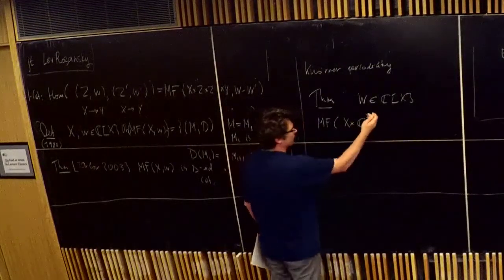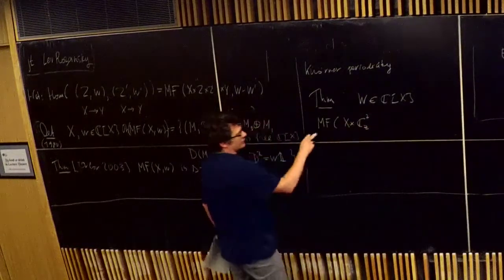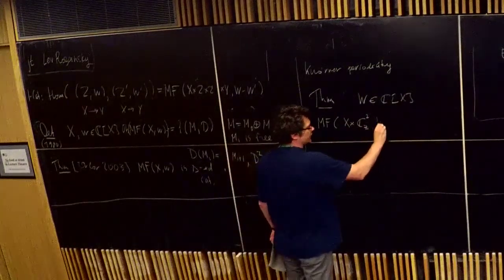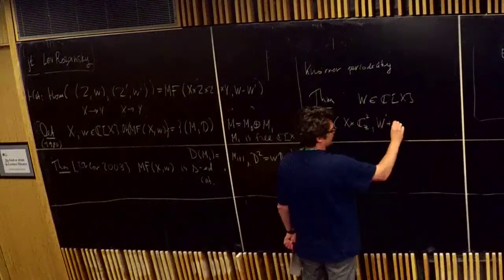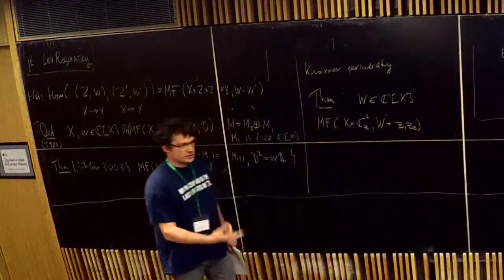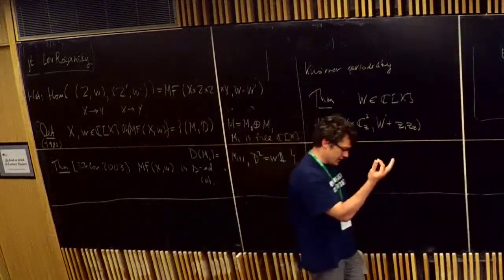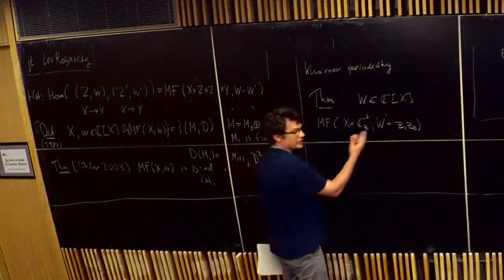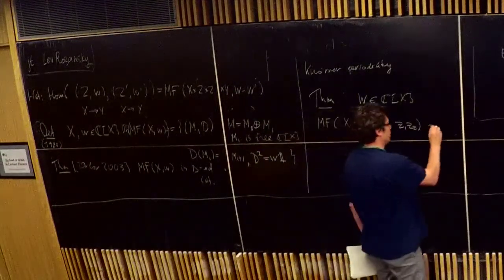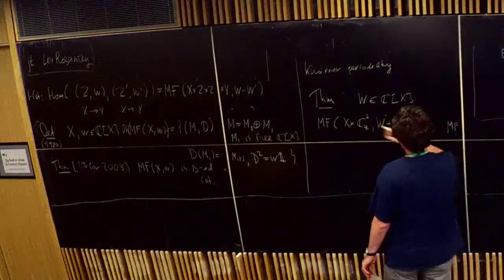let's make it even simpler. So let's do it, it will be Z. So that's a slightly bigger variety, and the potential is this function plus a quadratic term. We just did something simple. We just extended our variety by a linear space, and we added this quadratic term. Then the Knörrer theorem tells you that, and the refinement of it by Orlov.